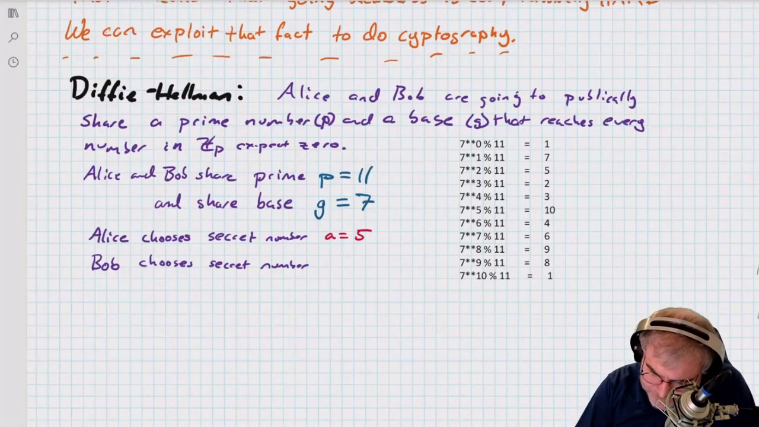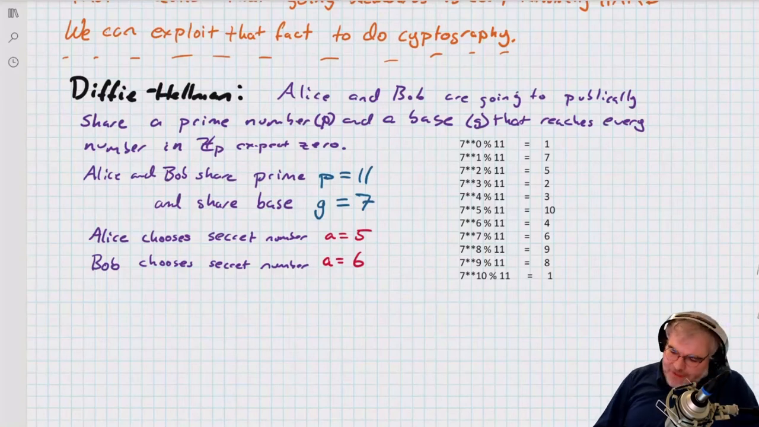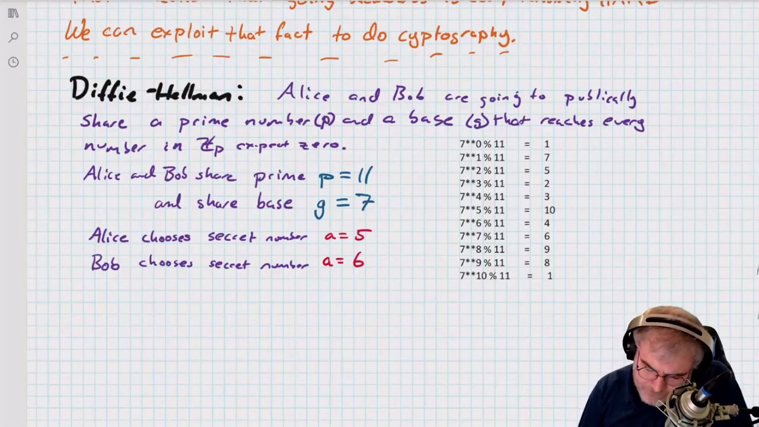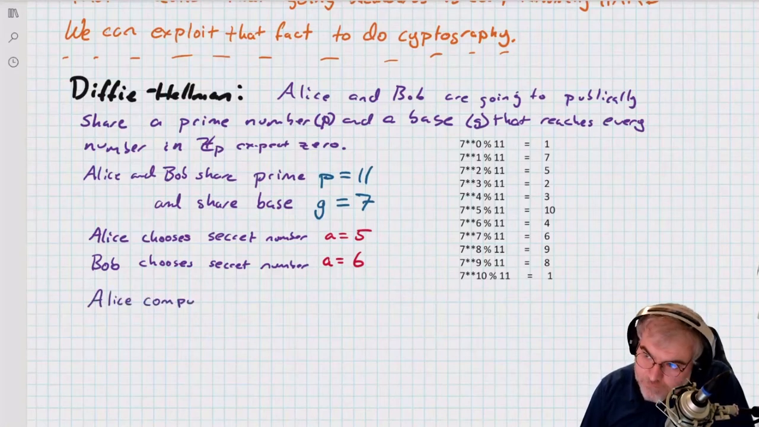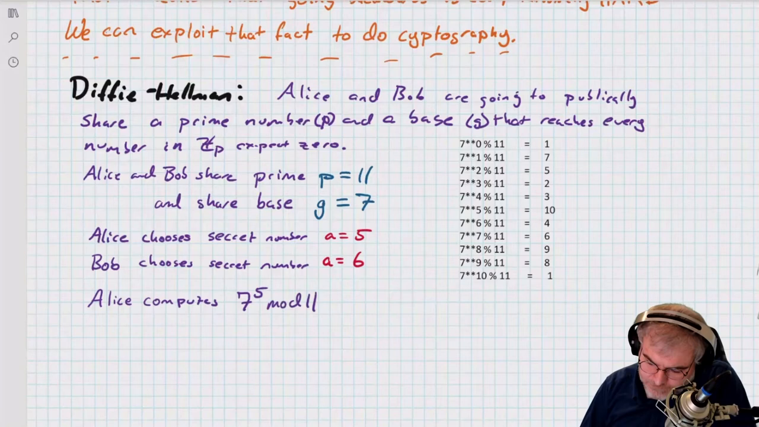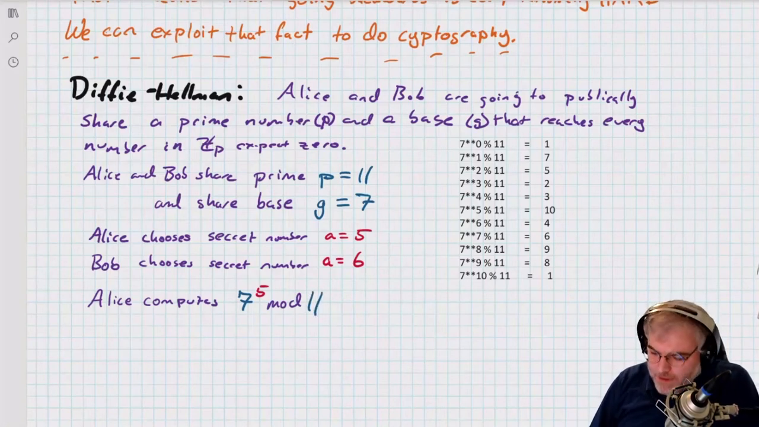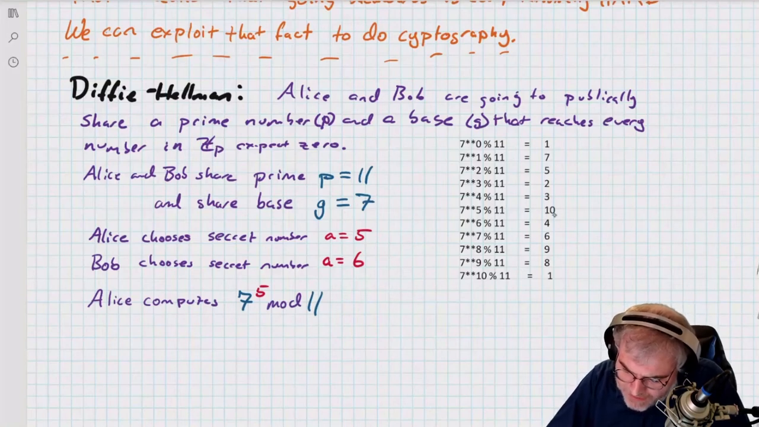Say 6. Okay. Now, Alice computes 7 to the 5th mod 11. Because I want to do this like this, I'm going to do 7 to the 5th mod 11. Now, I look over at my chart, and 7 to the 5th mod 11 is 10.